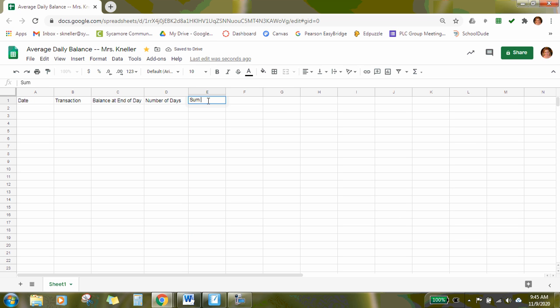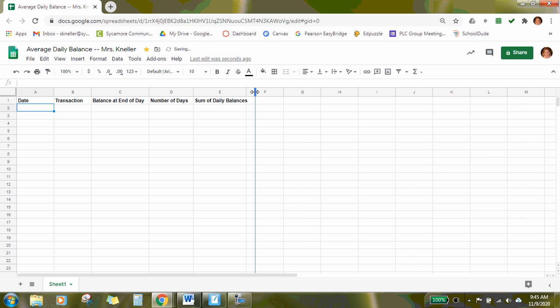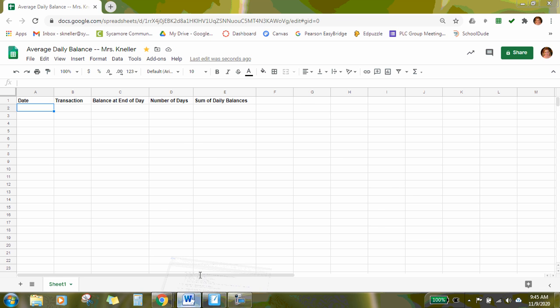And then we'll have sum of daily balances. Okay, and we'll scooch that over as well. Okay, then I'm going to highlight all of them. So if you just click on A1 and then drag the mouse over, you can highlight all of them and hit bold one time. And then sometimes when you make them bold, that makes the letters bigger, so we might need to adjust our columns again. Okay, there we go. So that step is done.